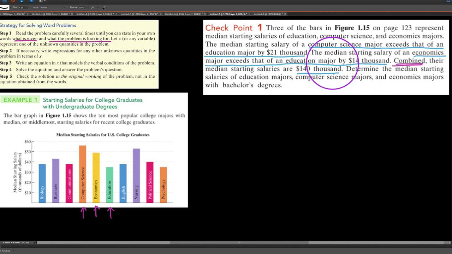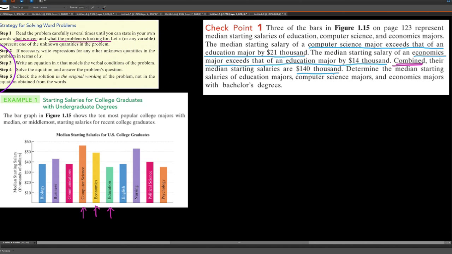Now usually the last sentence kind of gives you an indication of what it is that you're looking for, and it says determine the median starting salaries of ed majors, computer science majors, and econ majors with bachelor's degrees. So essentially go find out how much they make individually if you know how much they make combined and how they compare to one another. So for this first part, we need to choose some unknown quantity to be represented by x.